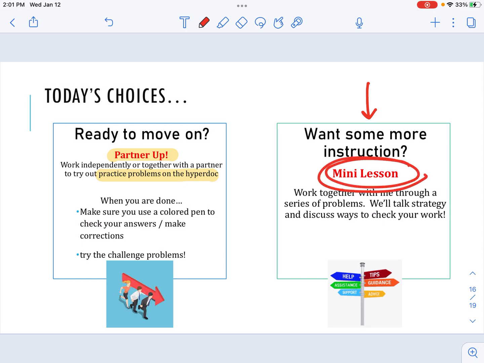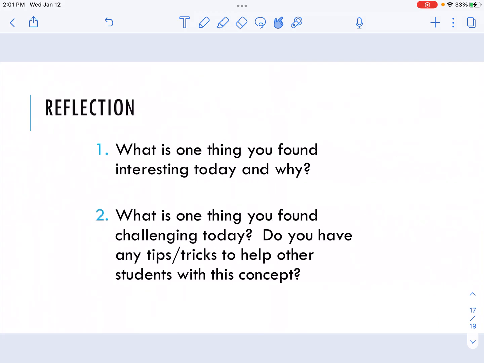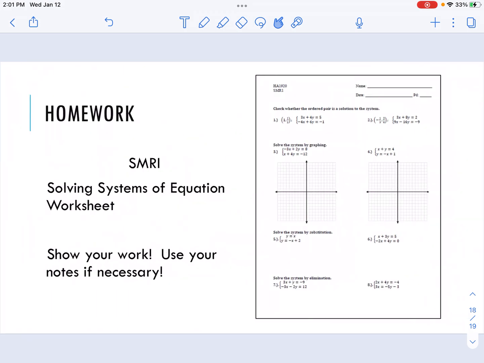the mini lesson video that's also located on Google Classroom. You're going to work together with me through a series of extra practice problems. We'll talk strategies and discuss ways to check your work. Otherwise, get started on one of our classwork activities. When you are done, you can move on to the homework.